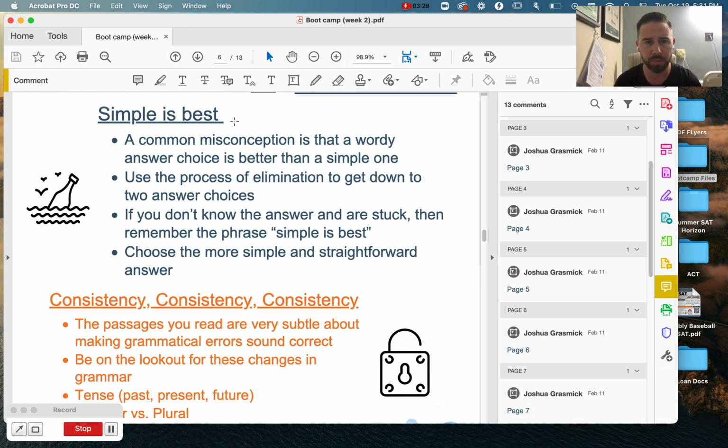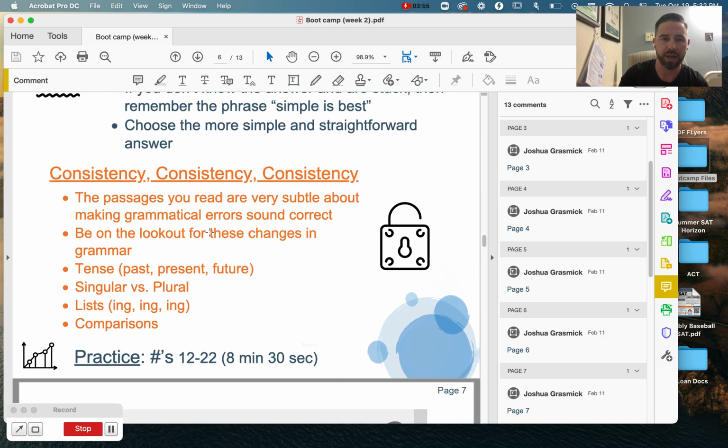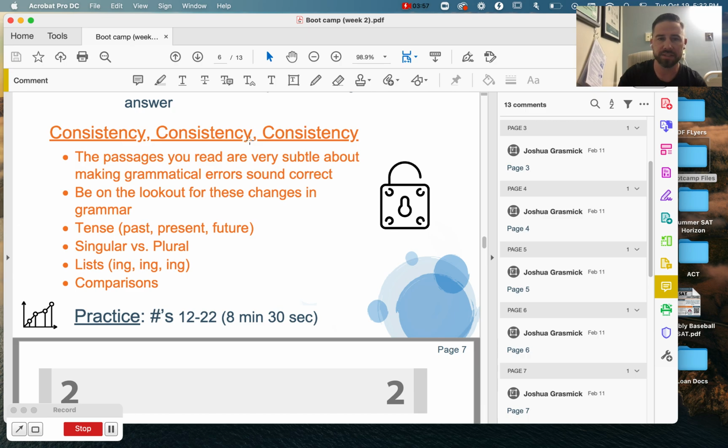One of the last strategies we went over was process of elimination. And check this out. Maybe you get rid of A and maybe you get rid of D, and you're down to 2 answer choices and you don't know which one's right because you're like, man, it could be either one. Okay, we always want to pick the simple answer. So if you're ever down to 2, choose the one that's most concise, most straightforward, and that's most simple. Okay, simple is best. We want to get away from the wordy answer choices. Okay, our next strategy is consistency.